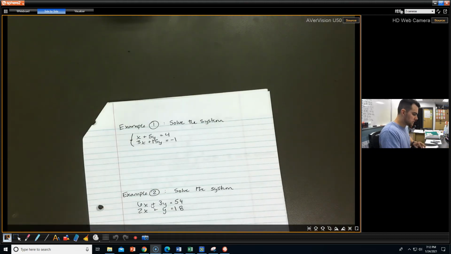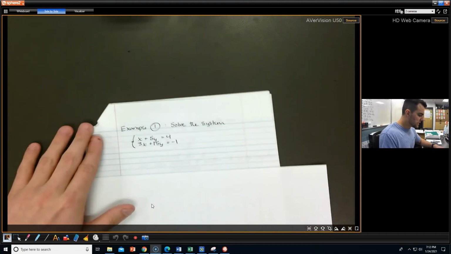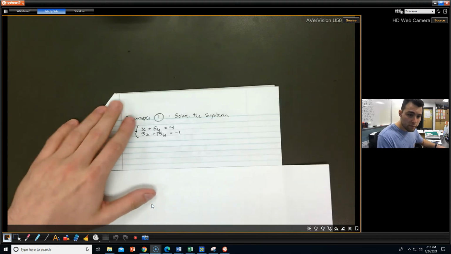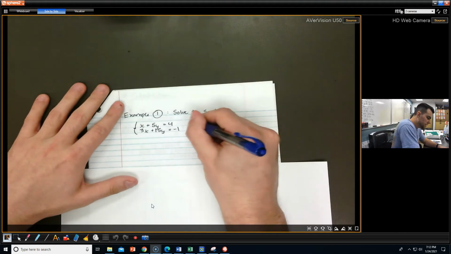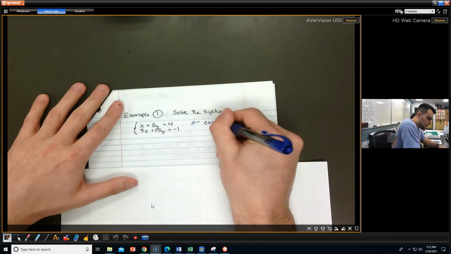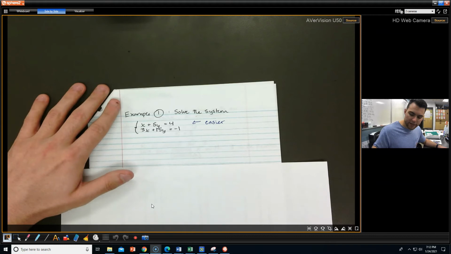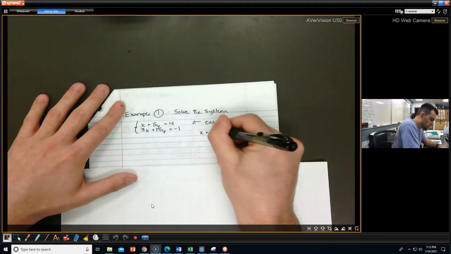Let's try some more examples, okay? So this is an example where both of them are not solved for. But again, the top one looks like the easier one. This one's easier. Okay, so let's pick that one out and let's work with it.